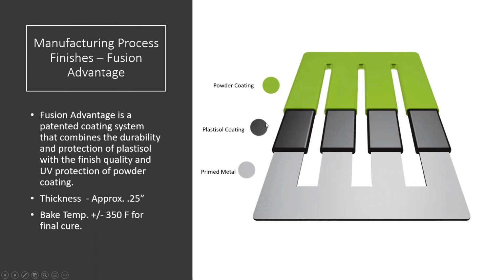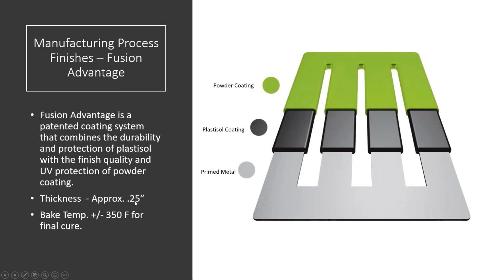But plastisol coating is a type of coating that will fade. You don't hold colors with plastisol very well, whereas powder coating does hold color extremely well. When you combine the two technologies together, that gives you this Fusion Advantage coating, which is a little unique. You start with prime metal, you dip into a plastisol vat, and then you can powder coat over top of that, which is a little unique.